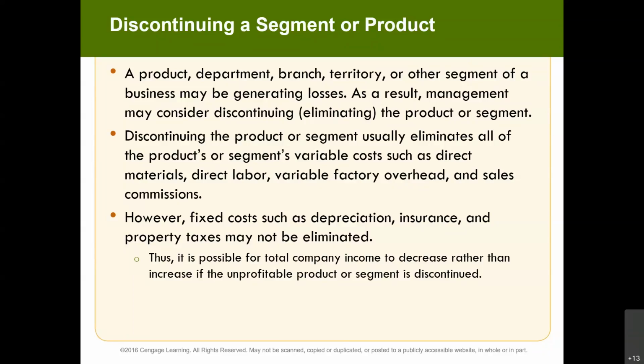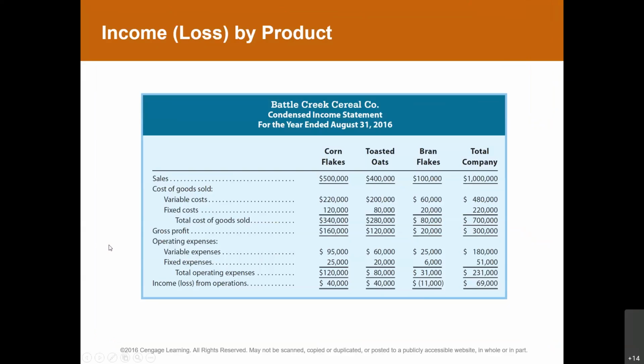It's possible for the total company income to decrease rather than to increase from an unprofitable product or segment if it's discontinued. So let's look at the income statement by product. In this example, this is a cereal company. We'll pretend it's General Mills. They make cornflakes, toasted oats, Raisin Bran.